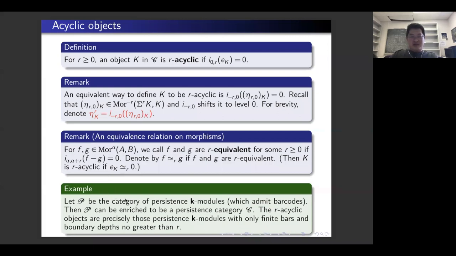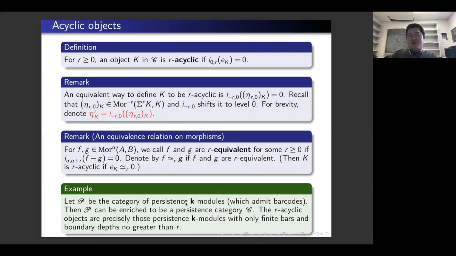This example in the previous version is a very long one, shortened down here. If I consider the category of all persistent K modules, with a condition that they can be decomposed into a barcode, then this category can be enriched to be a persistent category. I will leave this as an exercise. You can try how you do this. You just make sure that the homset is a persistent module.